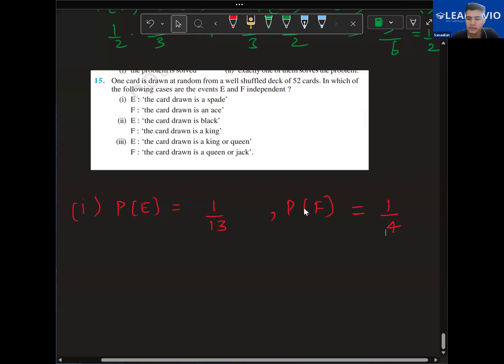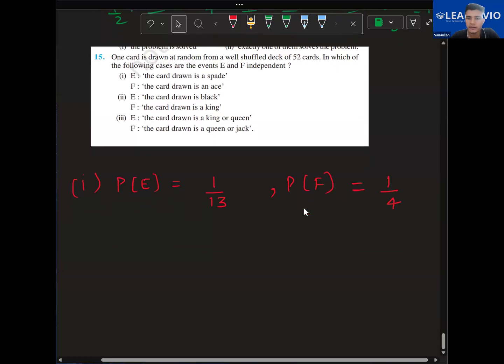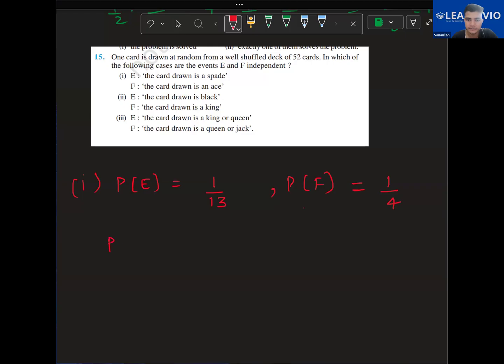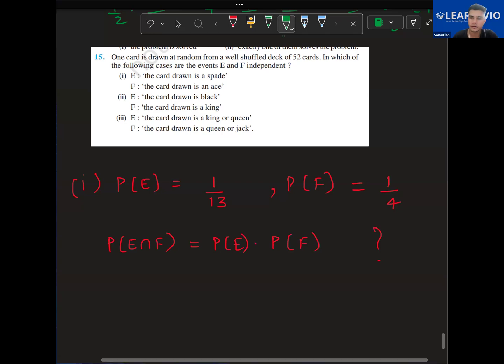ठीक है. Now we have to check whether they are independent or not. उस इंडिपेंडेंट के लिए मेरे पास E intersection F, ये आना चाहिए किसके बराबर, E इंटू प्रोबेबिलिटी ऑफ F, इसके बराबर आना चाहिए. Now I have to see that whether this is equal or not.